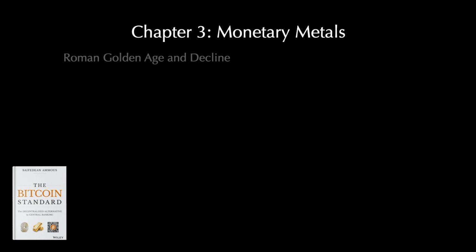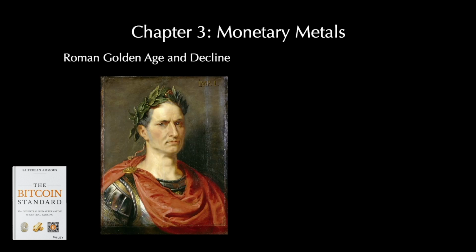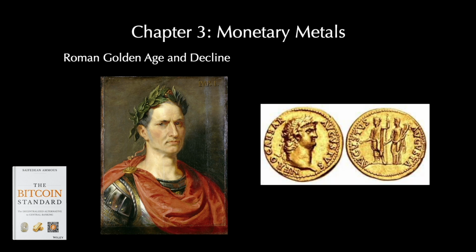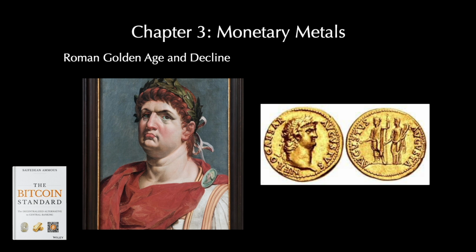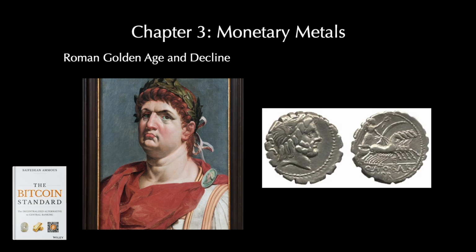Roman Golden Age and Decline. Julius Caesar, the last dictator of the Roman Republic, created the aureus coin, made of 8 grams of gold. This created economic stability for 75 years until a successor, Emperor Nero, began the practice of coin clipping, in which he would have the coins reminted into coins containing less gold or silver.